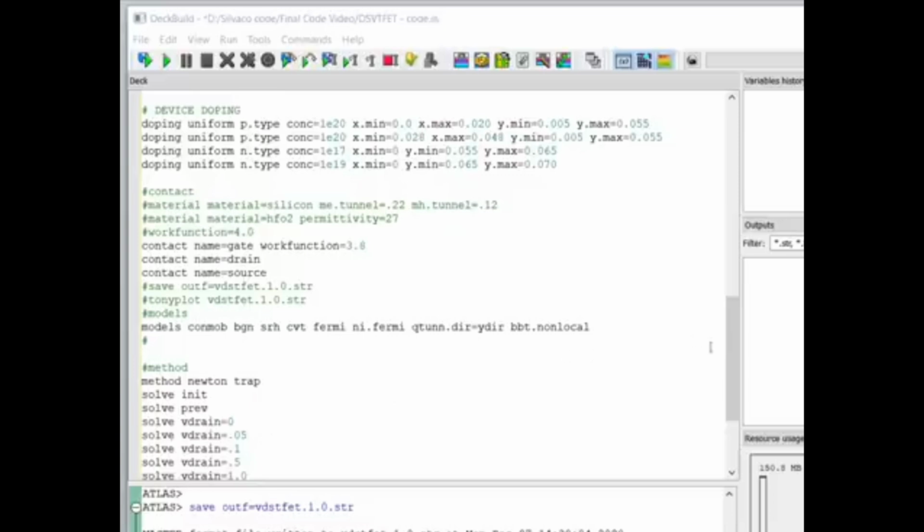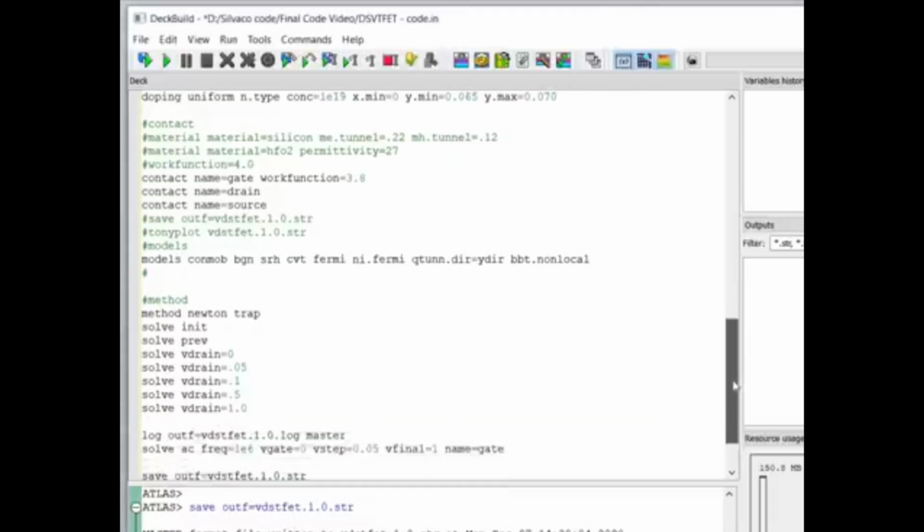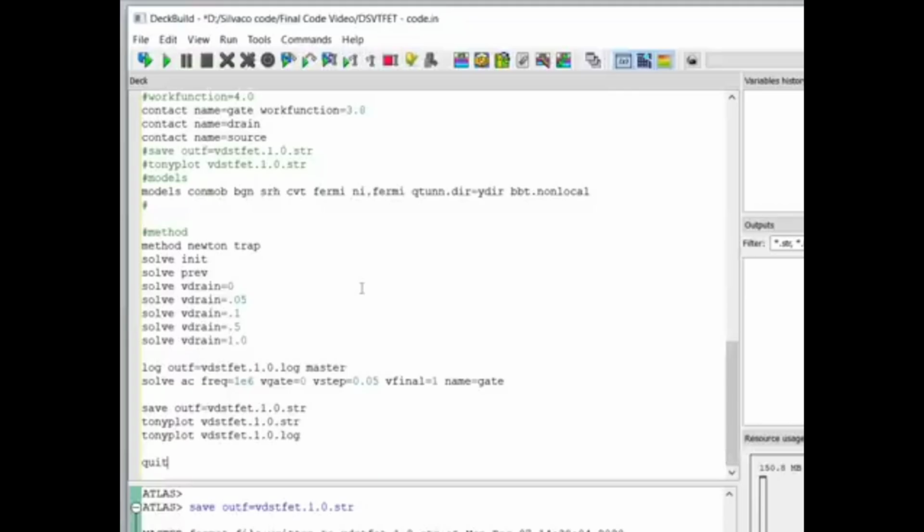Next, you have to provide the drain voltage. The point to be noted is that you have to give the drain voltage gradually, starting from 0 and ending at 1 volt: 0, 0.05, 0.1 volt, 0.5 volt and 1.0 volt. After giving the drain voltage, you have to give the gate voltage. First, you have to save the log file with the name I have given, VDS TFET 1.0. Next, solve AC frequency.